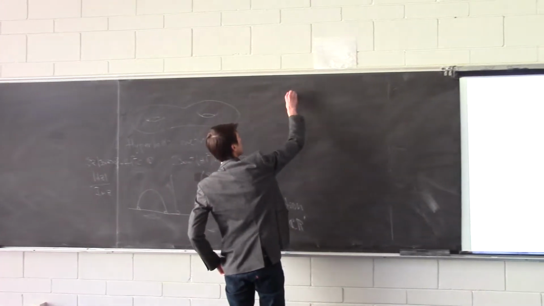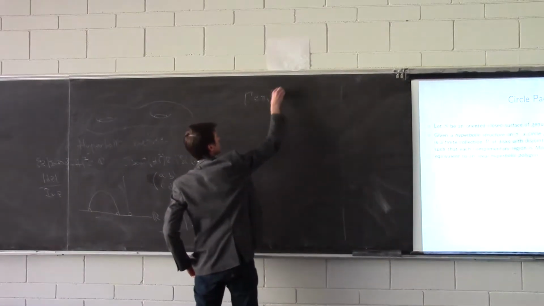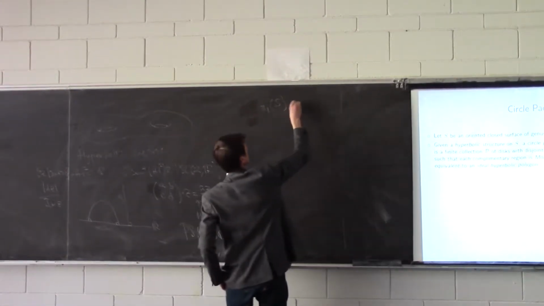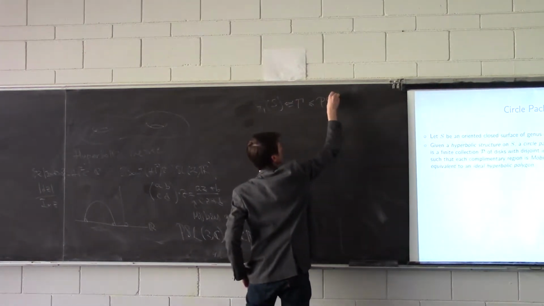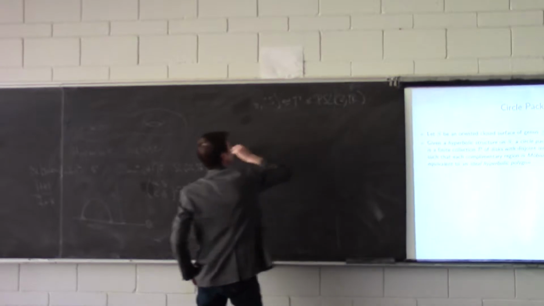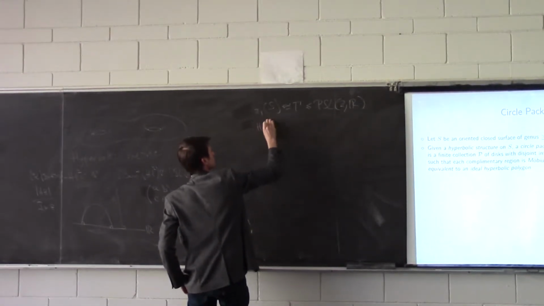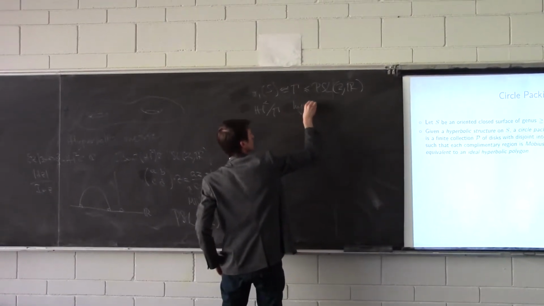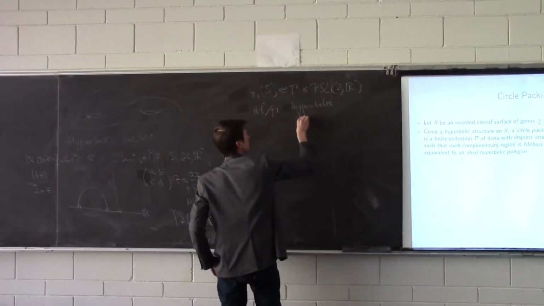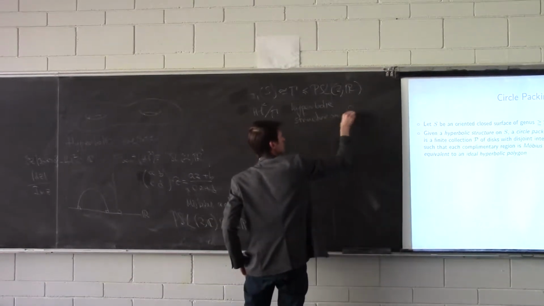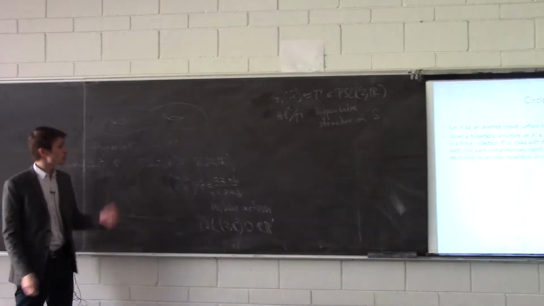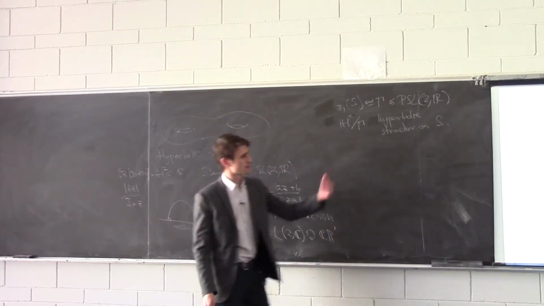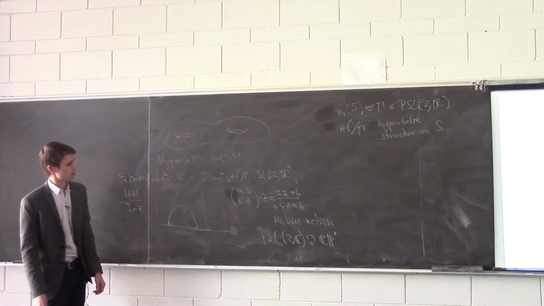So if you have gamma that is isomorphic to pi 1 of S, sitting inside of PSL2(R), the quotient H2 mod gamma gives us a hyperbolic structure on S. And now we can define disks as all the points that are at most distance r from a point.